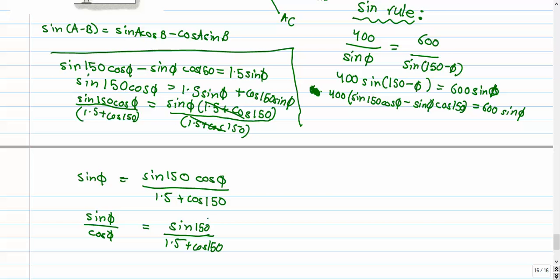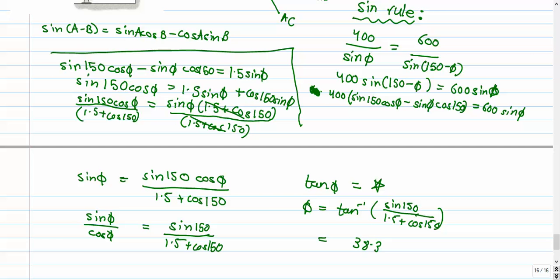On the left side, we have sine of phi divided by cos of phi, and this is equal to tan of phi. So tan of phi is equal to one big number that we're just going to solve on our calculator. Let's just call it a star. Okay, now once we do the arctan of both sides, we get phi equals tan inverse of sine of 150 over 1.5 plus cos of 150. And once you solve this on a calculator, the answer that you should get is 38.3 degrees.